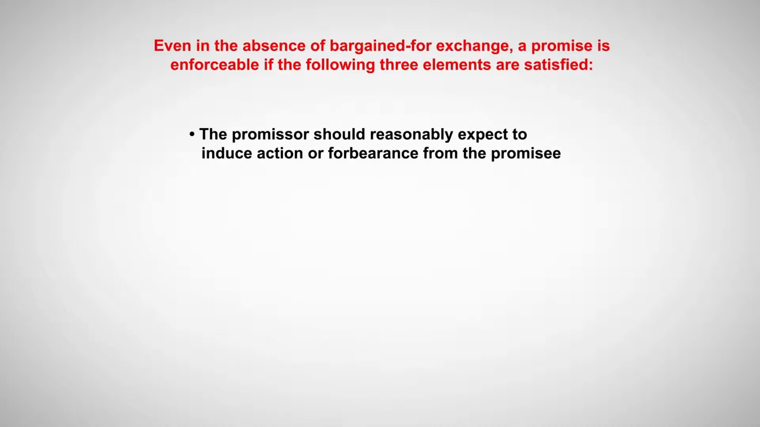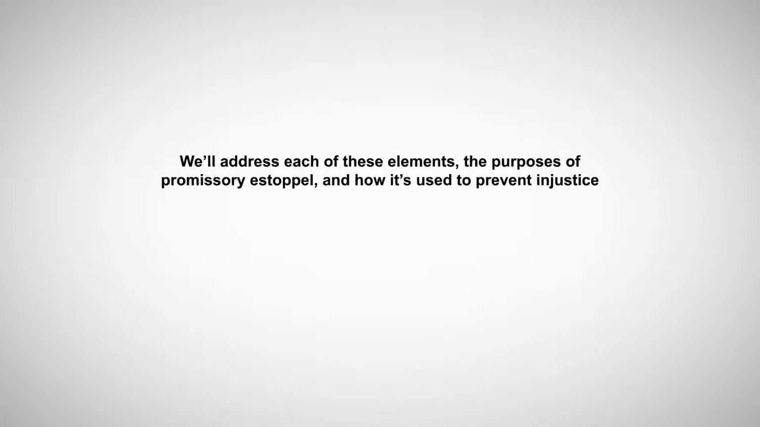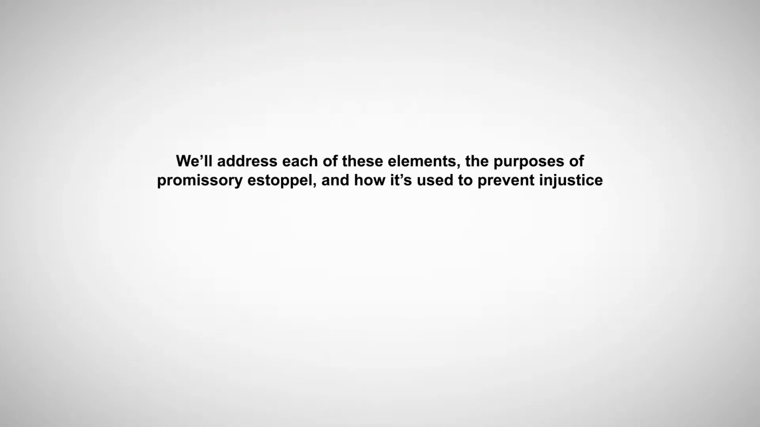1. The promisor should reasonably expect or induce action or forbearance from the promisee. 2. Such action or forbearance is in fact induced. And 3. Injustice can be avoided only by enforcement of the promise. We'll address each of these elements, the purposes of promissory estoppel, and how it's used to prevent injustice.